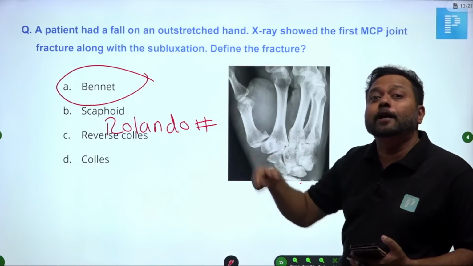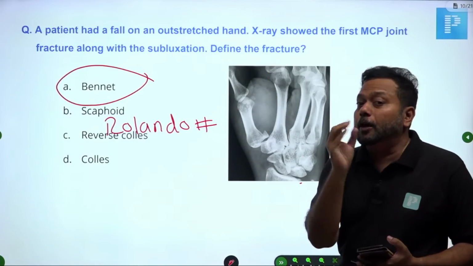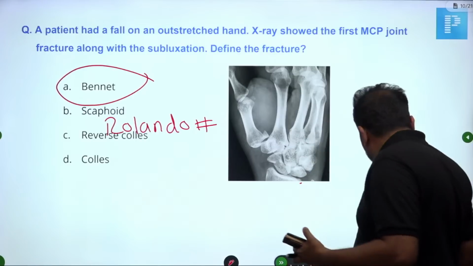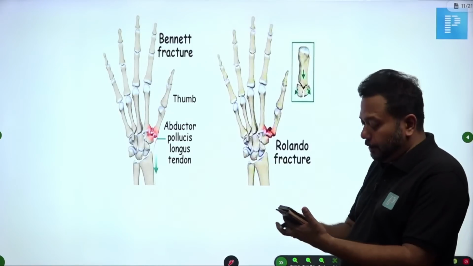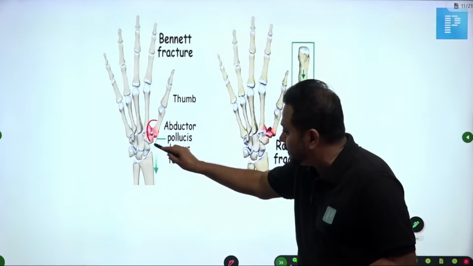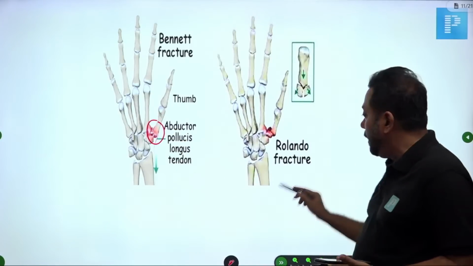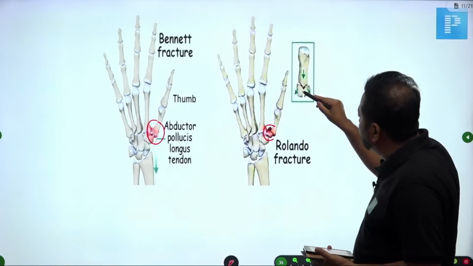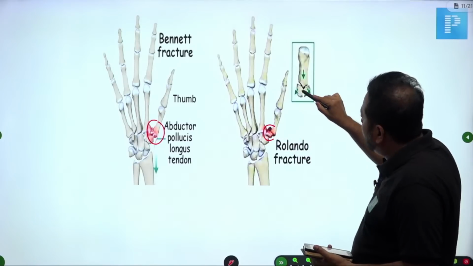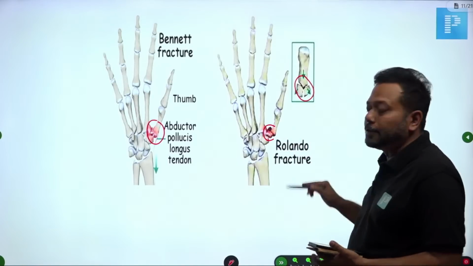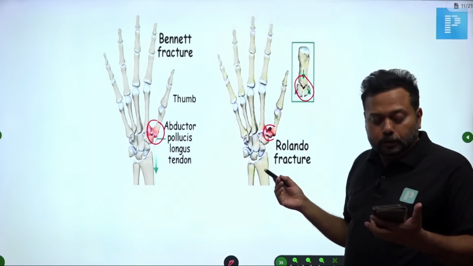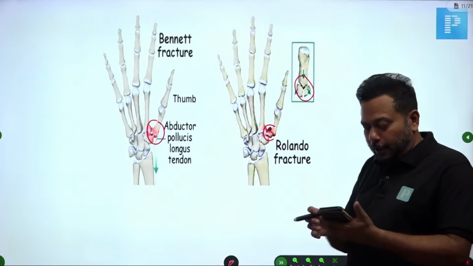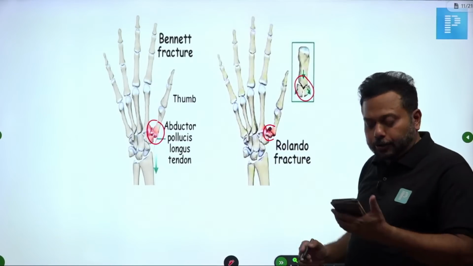If it is an oblique fracture, it's called Bennett. If it's comminuted, it's called Rolando. You see, I'm having a diagram here. This is how the X-ray looked, and this is a Bennett fracture. If it is thrown into multiple pieces, like I have enlarged here, that is called Rolando. So that should be a Bennett fracture.